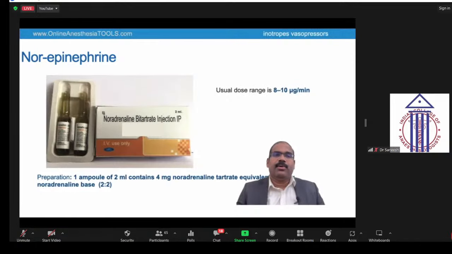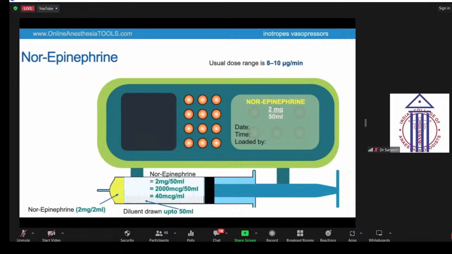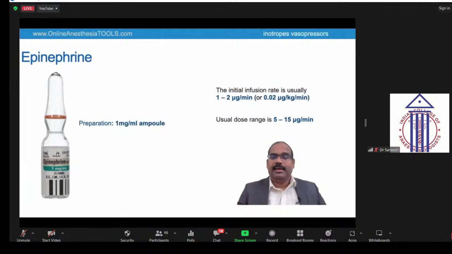So we have discussed norepinephrine and how it is diluted for practical purposes. Norepinephrine comes as 2 milligrams per 2 ml, then with diluent it becomes 2 milligrams in 50 ml, eventually coming down to 40 micrograms per ml. I'm not going into the calculation per se, you can do the calculations leisurely. As mentioned, you dilute it and keep your dilution as per the dosage requirements. Same is the case with adrenaline or epinephrine.